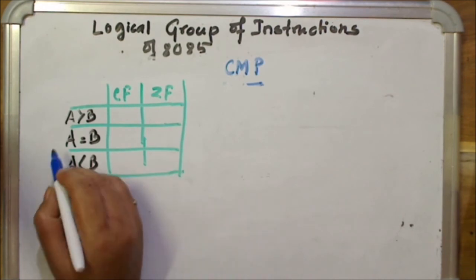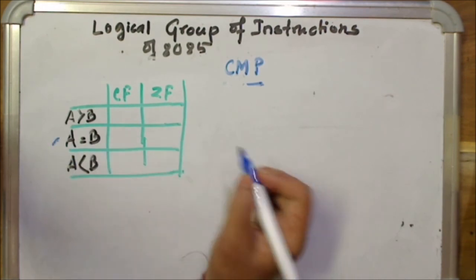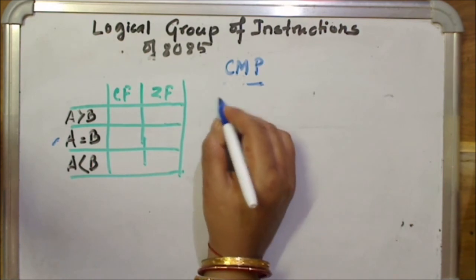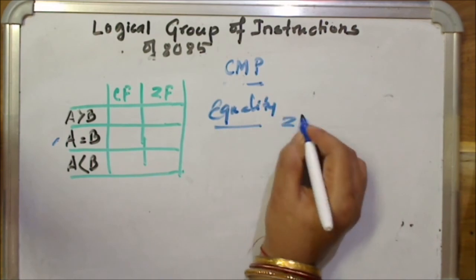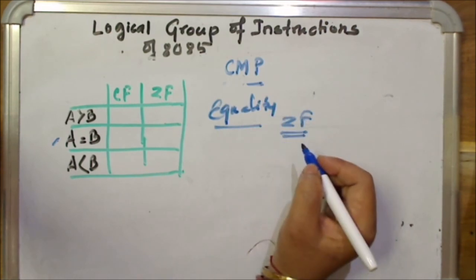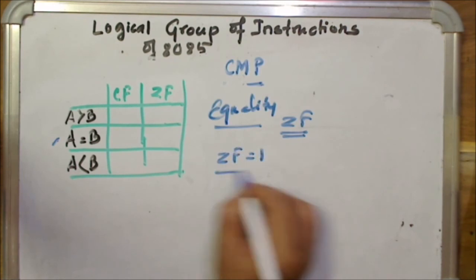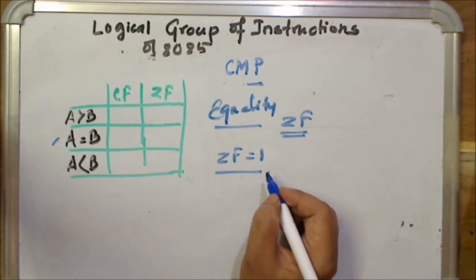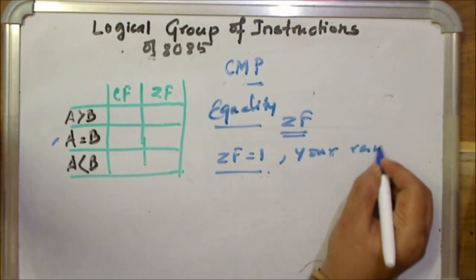Now, for equality, which flag will you check? It is the zero flag. You have to check the zero flag. If the zero flag becomes 1, that means your result is 0. The subtraction result was 0.